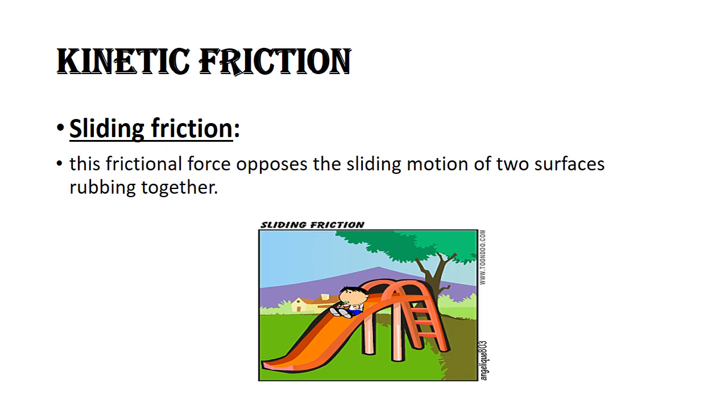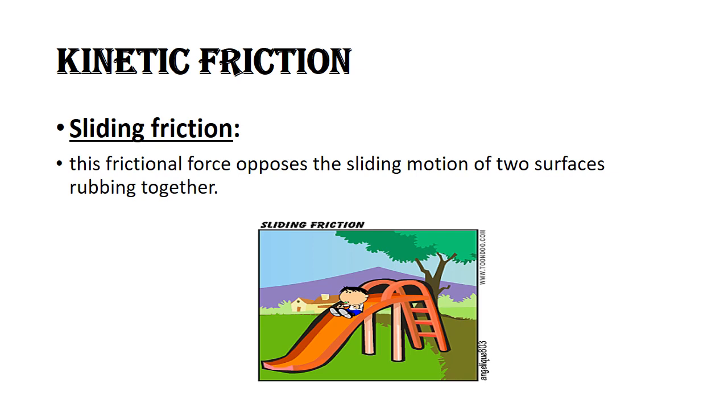Now what is kinetic friction? Kinetic means motion. When a body comes into motion, the frictional force that comes into play is known as kinetic friction, at a time when the body is in a state of motion. Kinetic friction has two types: one is known as sliding friction and another is known as rolling friction.